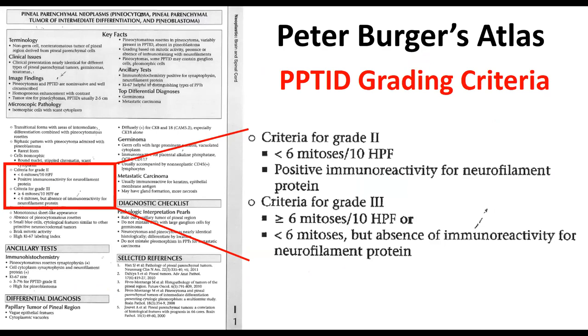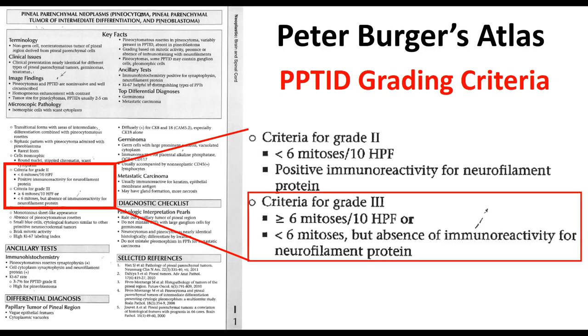This is very clear. Criteria for grade 2, fewer than 6 mitoses per 10 high power fields. Now notice, fewer than 6 can also be grade 3, but you have to have the absence of NFP. And then the criteria for grade 3, greater than or equal to 6 mitoses per 10 puts it into grade 3, done and done. There can be fewer, and if it's weak immunoreactivity for neurofilament, it goes to grade 3. And that is exactly our patient.